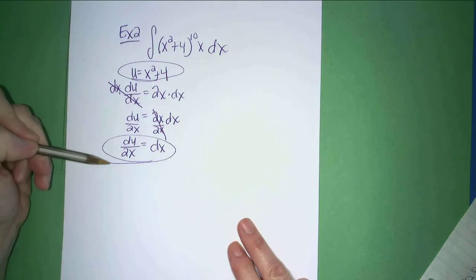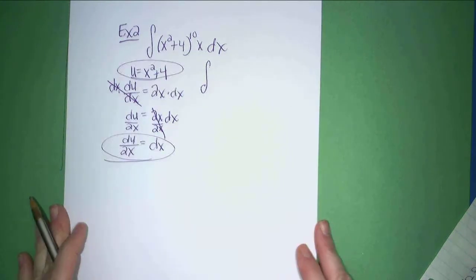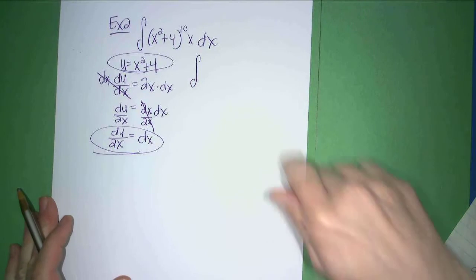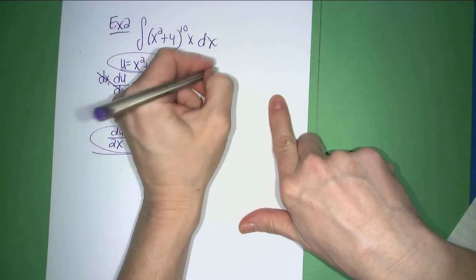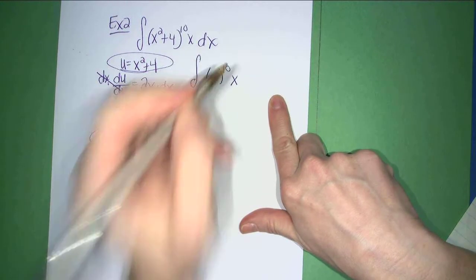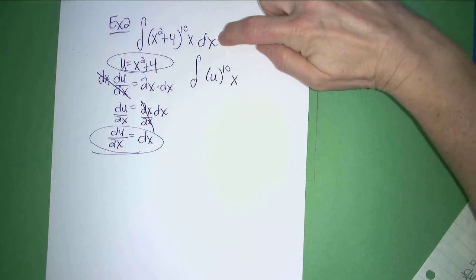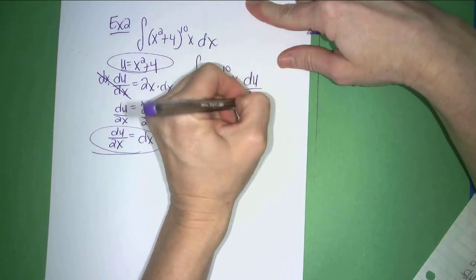I'm going to take these over to the right and into my function. So I have the antiderivative. x squared plus 4 is u, so u to the 10th power. I'm going to recopy my x and then replace dx with du over 2x.